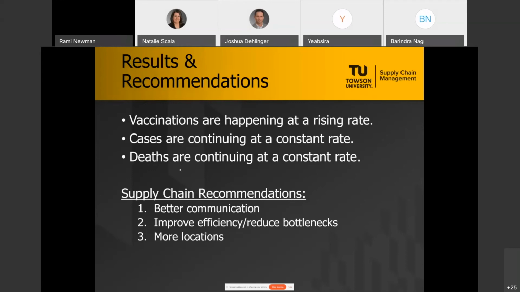So for the supply chain recommendations, my first recommendation is we need better communication across the board from the state. As a little example, when my brother went to get his first shot, he overheard the doctor who gave him the shot on a phone call saying that he had 500 doses of the vaccine he needed to give out today. So he must have mixed them today.